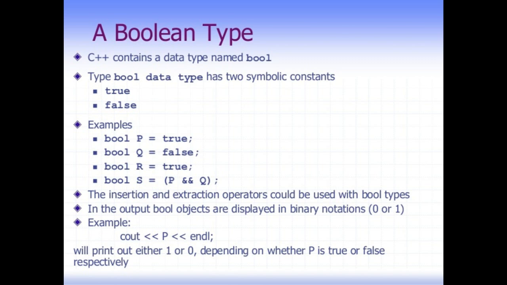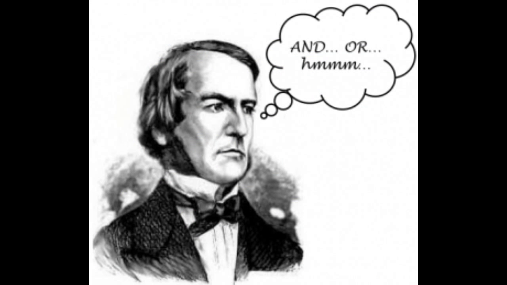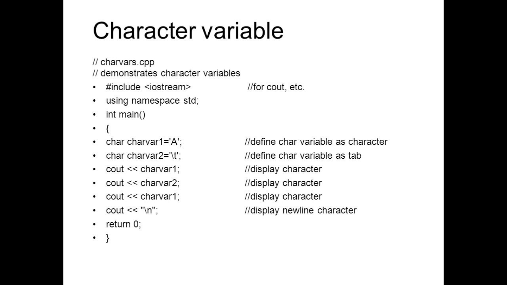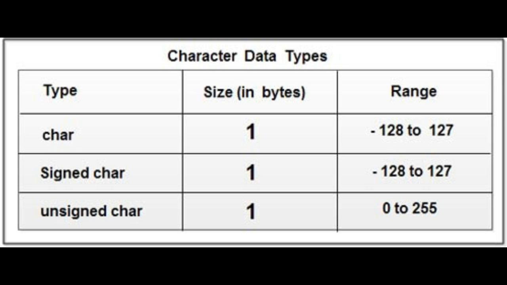Bool are variables that can only hold the values true or false. These variables are known as Boolean variables, in honor of George Boole, an Irish mathematician who invented Boolean algebra. Char variables represent a single character, a letter, a digit, or a punctuation character. They usually occupy 1 byte, giving 256 different possible characters.